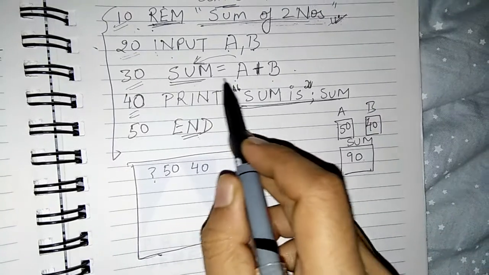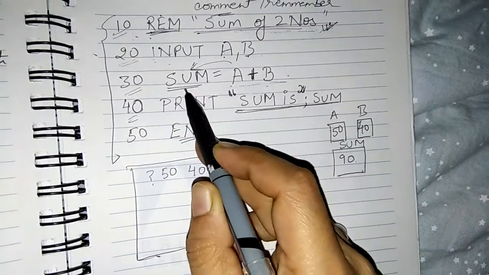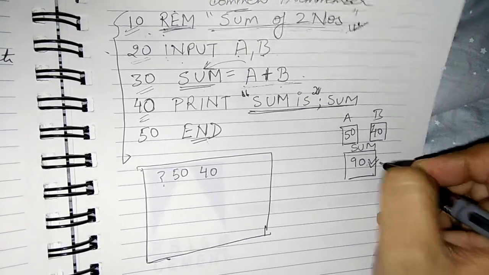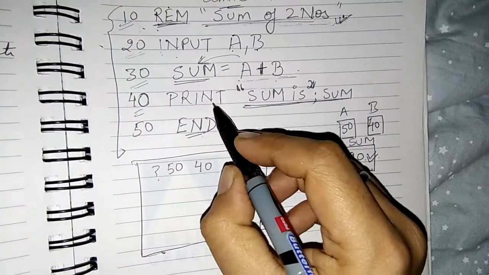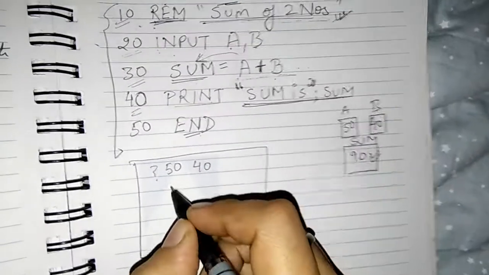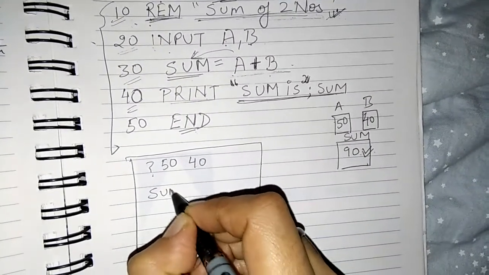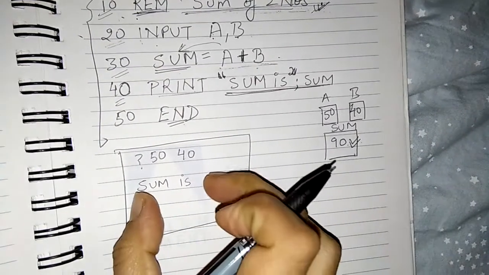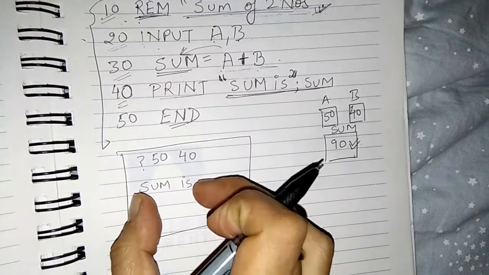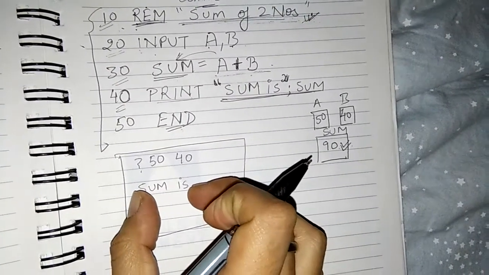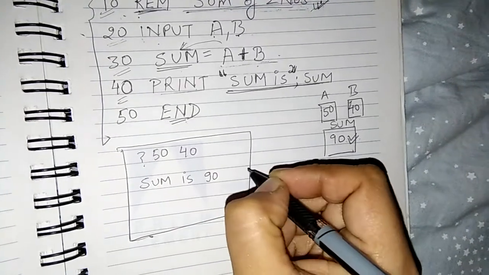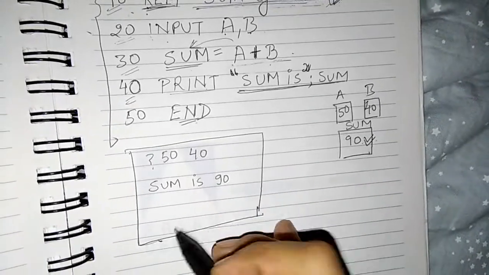Now after the execution of the third statement, sum will have the value 90, and then we will execute this statement. It will display "sum is". Whatever I have written in double quotes will be outputted as it is. It will be displayed as it is on the screen, and the value 90 will be displayed with it, and the program will end. This is a basic program.